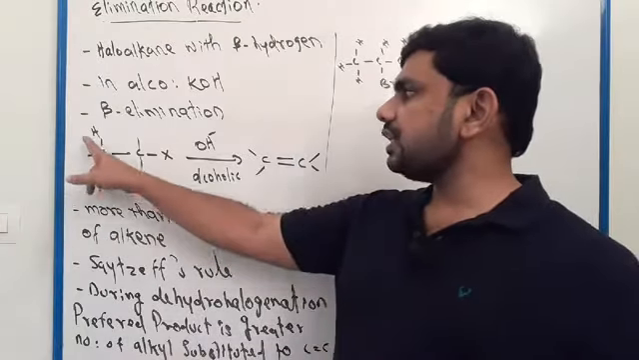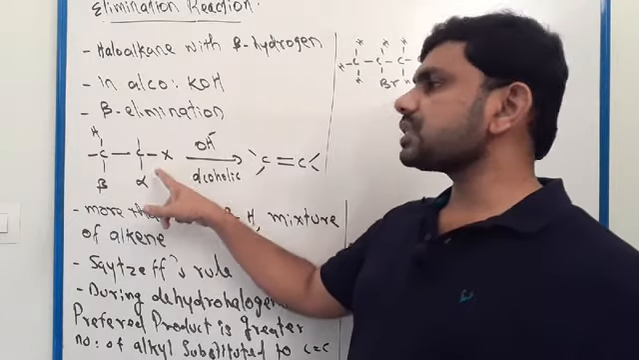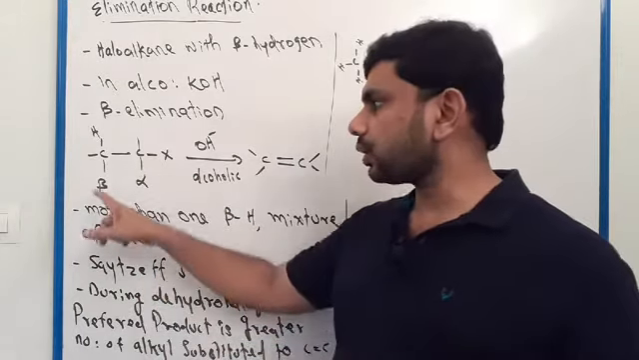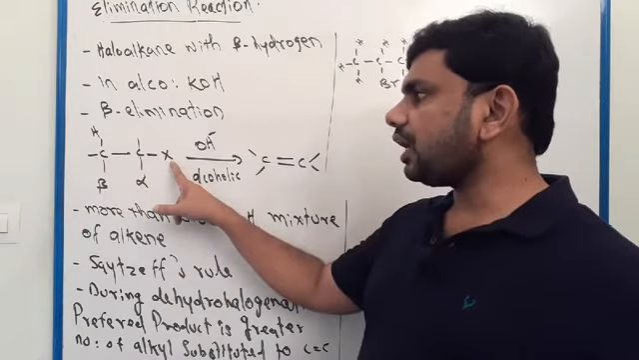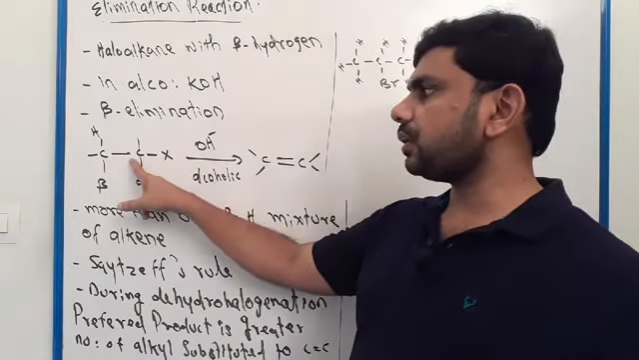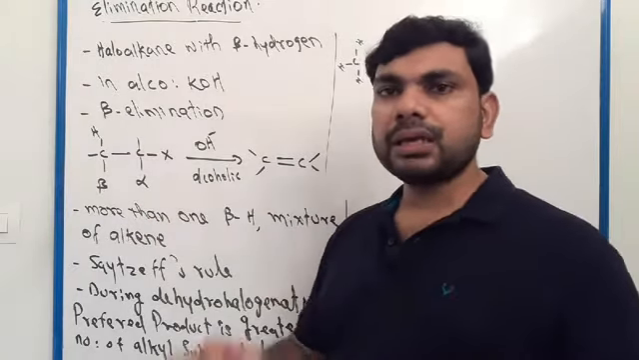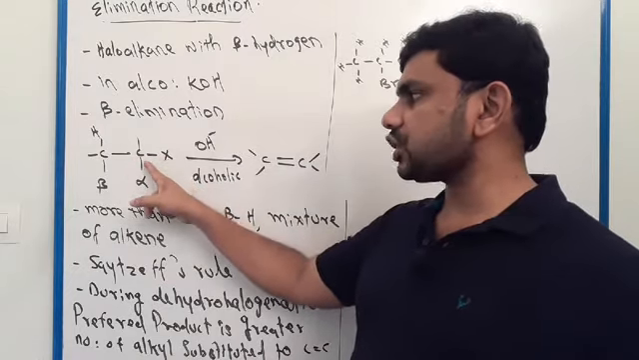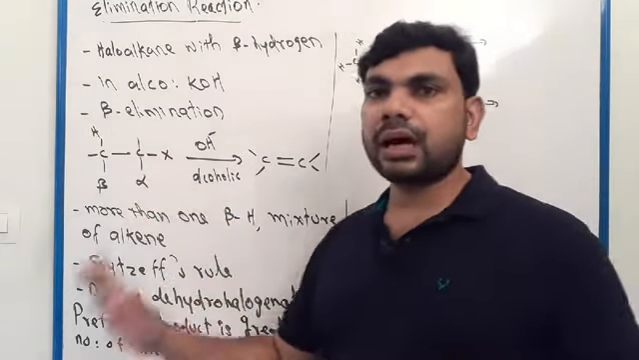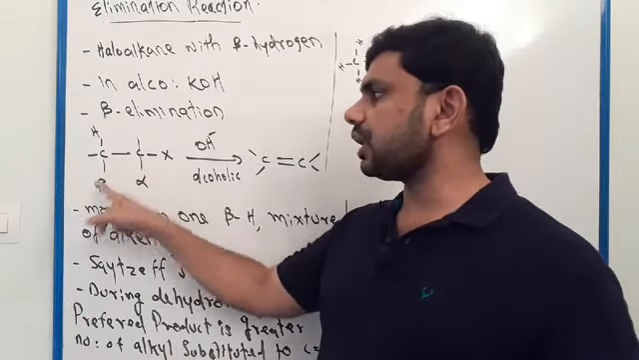See here, CH3CH2X. So this is one alkyl halide. Here the halogen is attached to this carbon, so this is the alpha carbon. Alpha carbon means the carbon to which the halogen is attached. This is the first carbon, that is the alpha carbon, and this next carbon is the beta carbon.